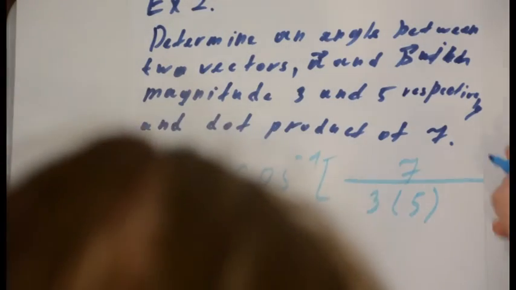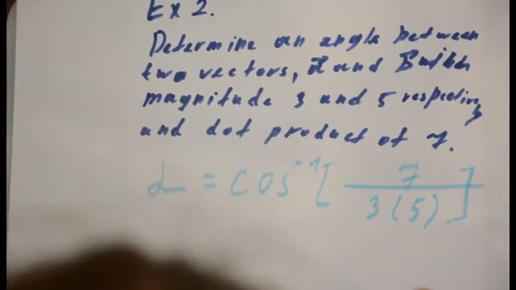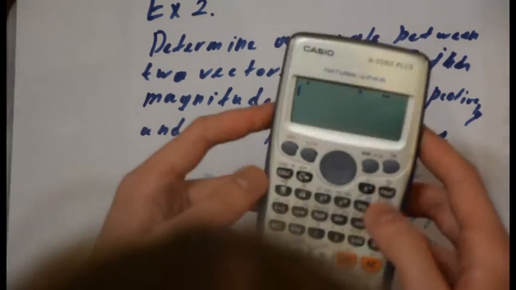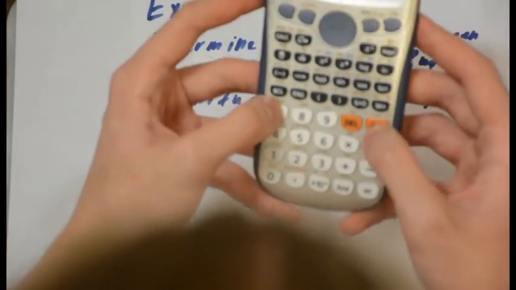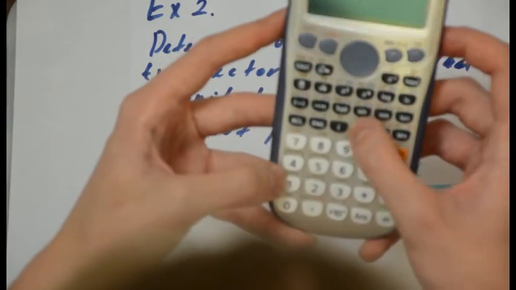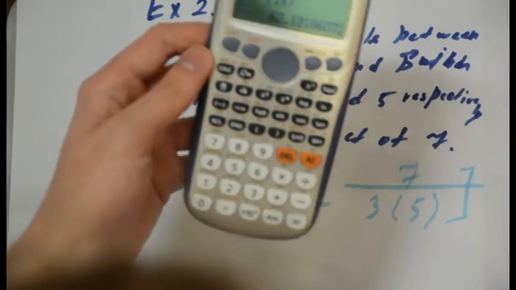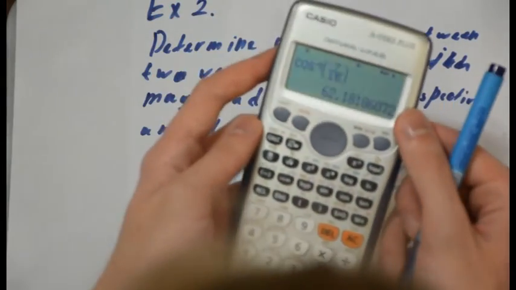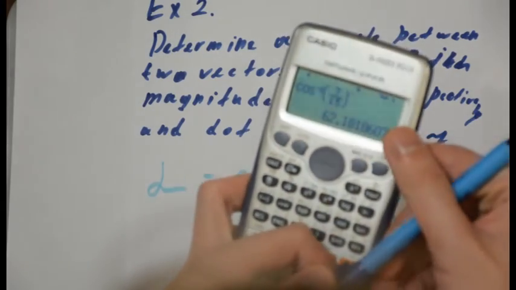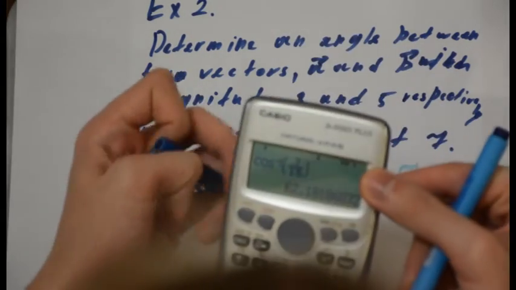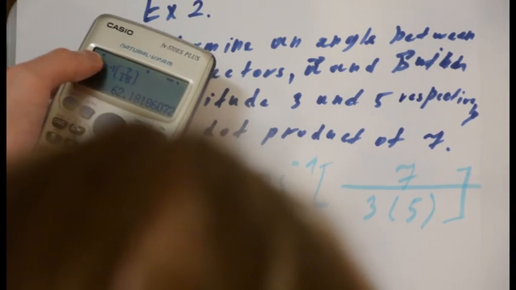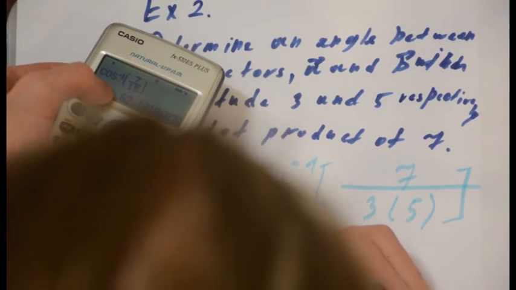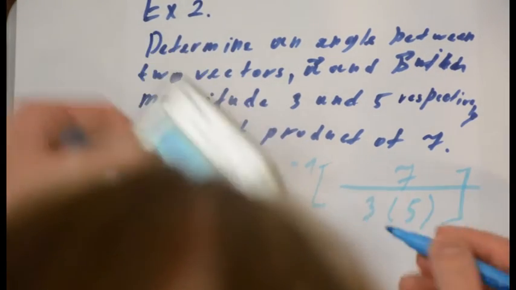If we substitute that into our calculator, what we're going to see is an angle of 62.18, but we can simplify it to 62.2. So alpha is equal to 62.2 degrees.